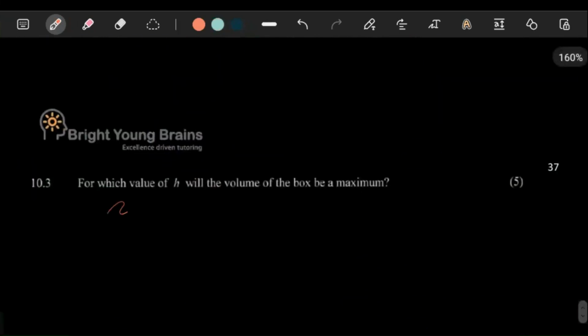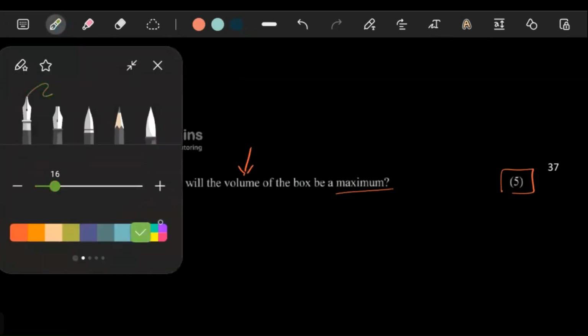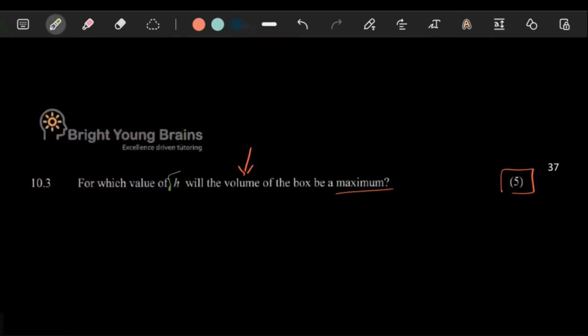And then 10.3 says, for which value of H will the volume of the box be a maximum? This is a very simple direct question, because these kinds of questions are just hackable. The way to hack them is: whatever equation they're referring to, differentiate it and make it equal to 0. They're asking you to get a value of H where the volume is a maximum. So what you do is take your volume formula, right?